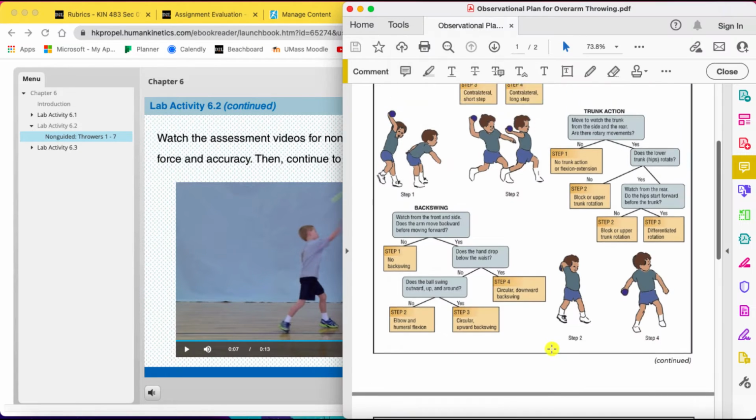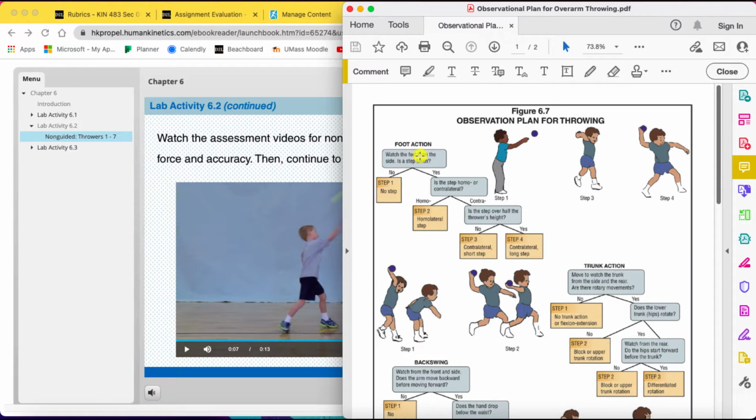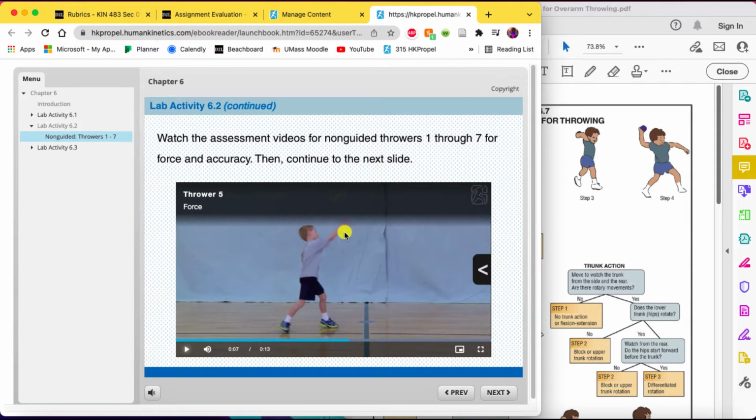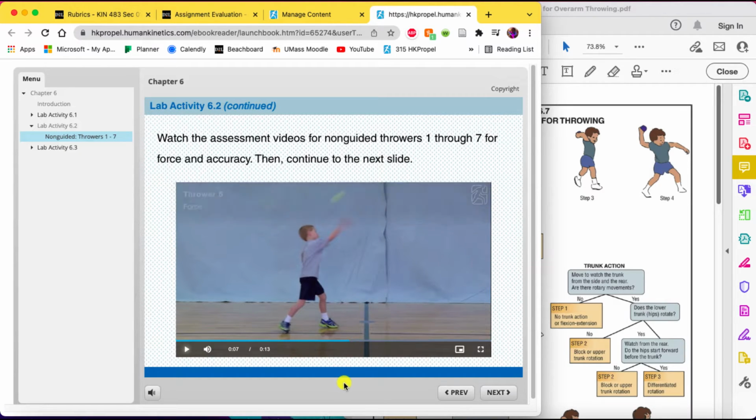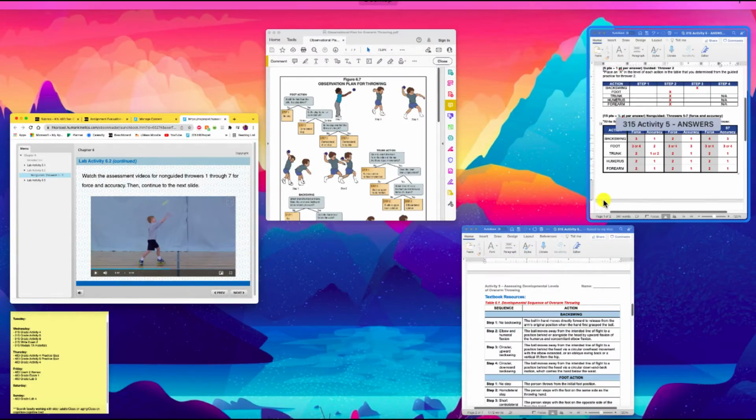When we look at foot action though, that's the one up here. The first thing to note is, is there a step taken? And then the next thing to distinguish is, are they stepping with the same leg as their throwing arm or with the opposite leg of their throwing arm? In this case, I'm just going to keep it on this frame because we can clearly see that his throwing arm is opposite of the foot that stepped forward. So again, any type of contralateral step level we would have accepted for this one.